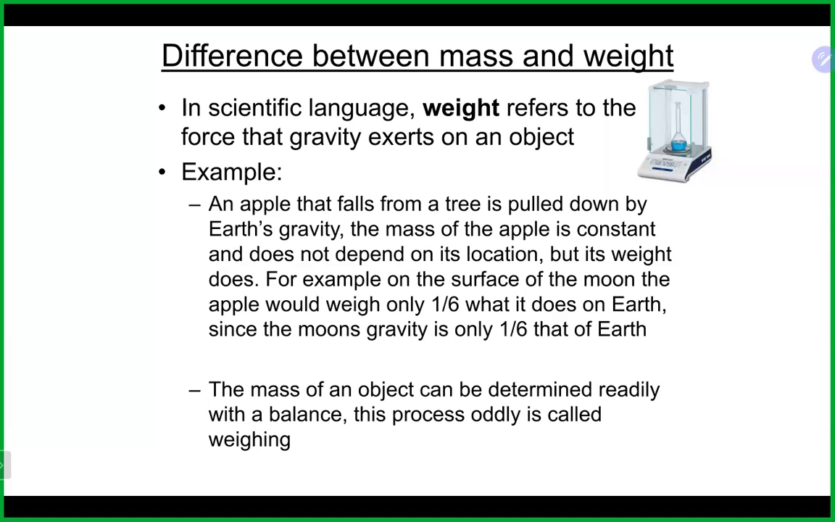Very confusing for people is that the process by which we get the mass of an object is we throw it on the balance and we weigh it, right? So it's a process of weighing. But in chemistry and the sciences, when we do that process, you're actually getting the mass of the object, not the weight of the object. Again, mass is independent of the force of gravity, whereas weight is a force and is affected by the force of gravity, depending on where the object may be.